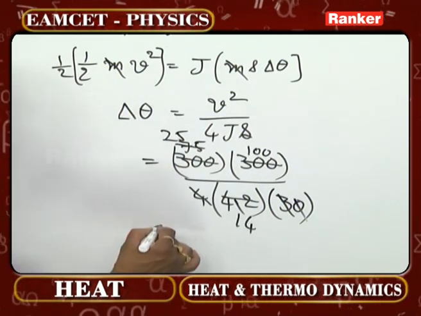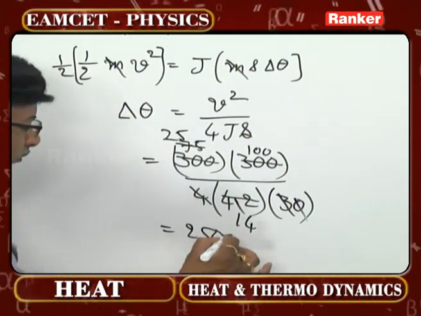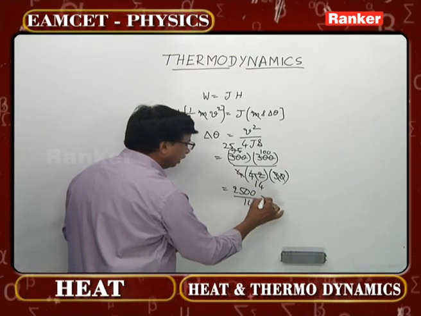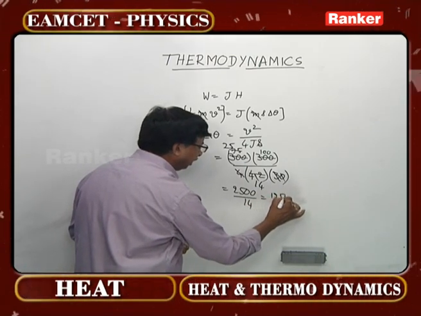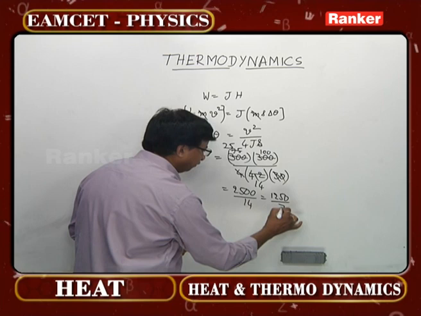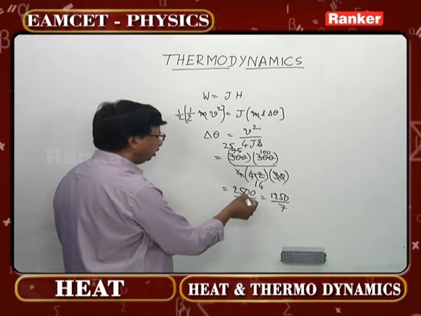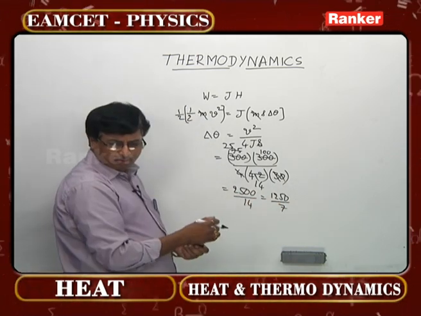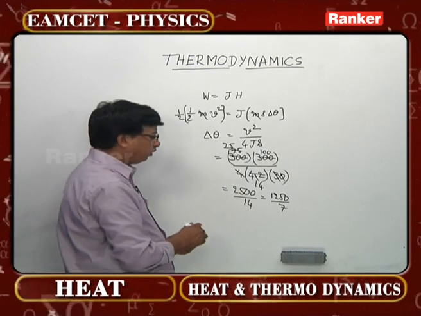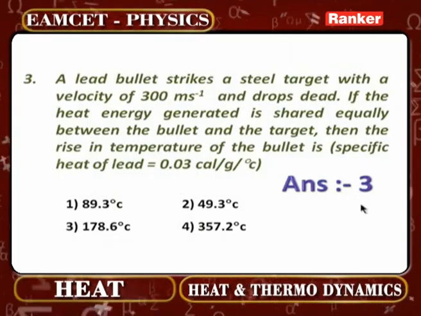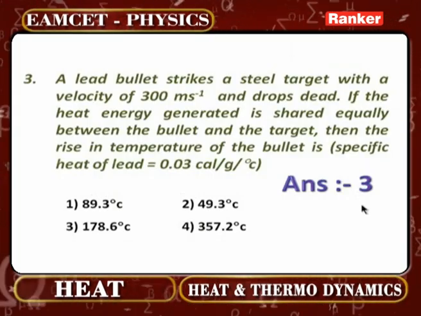Now whatever the value, you will be getting 2500 by 14. In other words, 1250 by 7. What is the value you people are getting over here? Directly, you will be getting 178.6. That is actually the concept that you people have to understand over here.